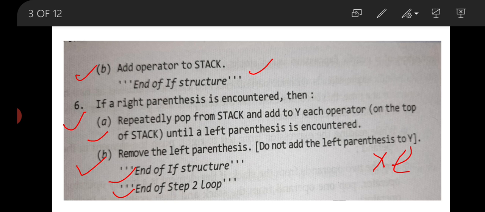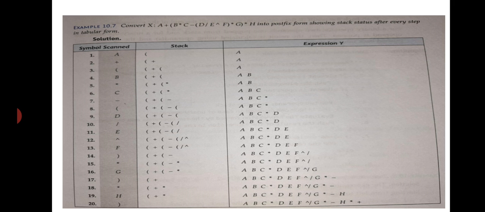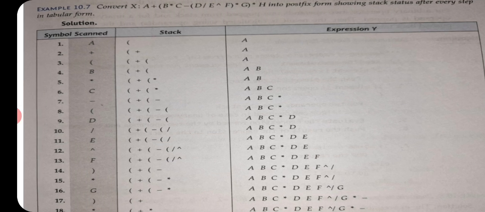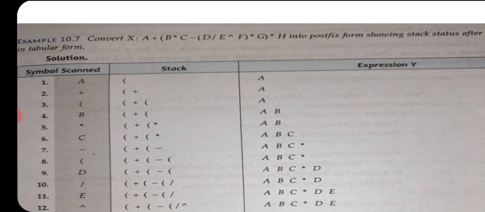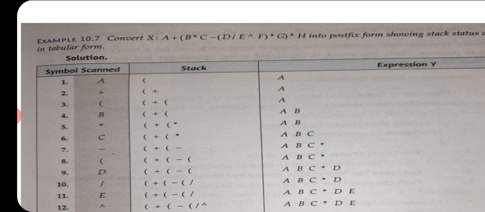Now we are going to see it with the example of an expression. Convert x equal to a plus b multiplied by c minus bracket d divided by e exponent f bracket close, then multiplied by g, then again bracket is closed and multiplied by h, into postfix, showing stack status after every step in tabular form.